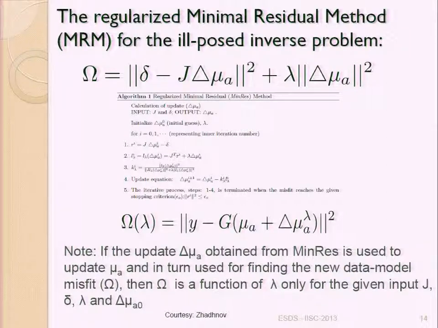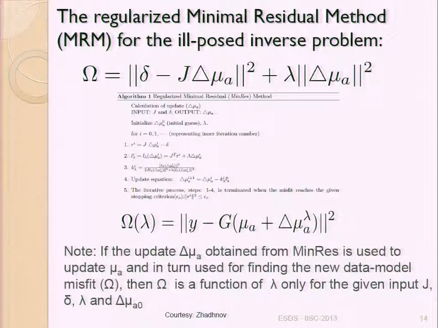Using this algorithm, for the objective function y minus g mu, given the previous iteration, the next update can be obtained from the minimal residual method. Using that update, we can find the difference in the model data. So now at every iteration we know J, delta and lambda, and using these we can find omega of lambda. What I want to say is that the objective function omega is now just a function of the real parameter lambda, provided you know the data difference and the Jacobian.